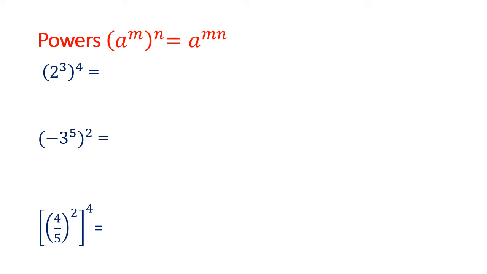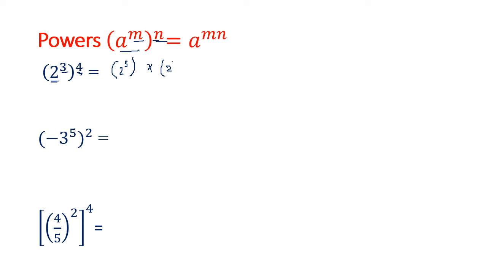Now next we have a raised to m raised to n. So we can see here 2 raised to 3 raised to the power 4. Now this is a power raised to a power. What does it actually mean? 2 raised to 3 raised to 4 means 2 raised to 3 is repeatedly multiplied 4 times.